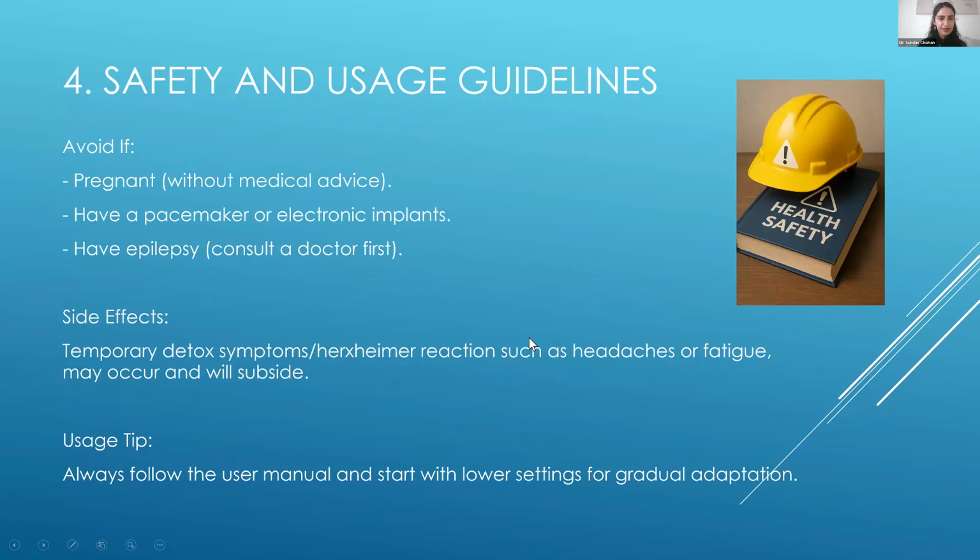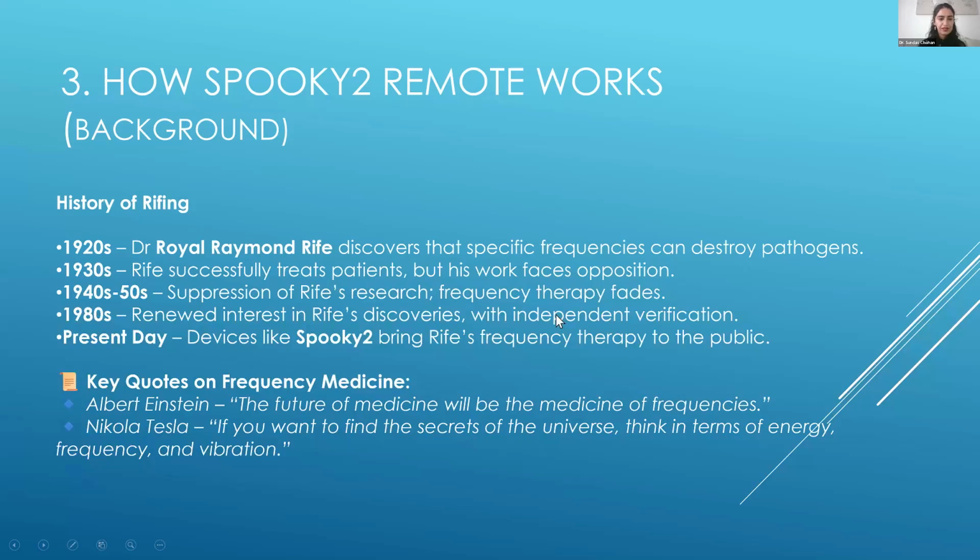Right, so I think, did I miss a slide? Yeah, this one. Okay, this is a history of Rifing. In the 1920s Dr. Raymond Rife discovered that specific frequencies can destroy pathogens. And in the 1930s, he successfully treated his patients, but his work faced a lot of opposition. He was effectively censored and then cancelled. In the 1940s to 50s, there was great suppression and active efforts by authorities to suppress his research and his lifetime work. His lab got raided, his proof and his research got deleted, and it made him a very depressed man in his last few days, sadly.